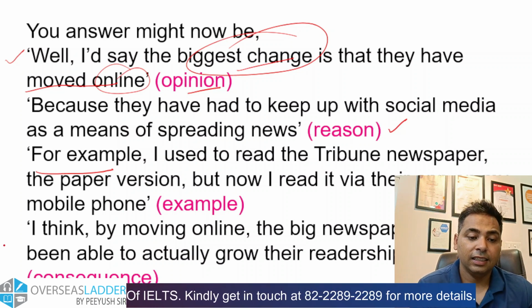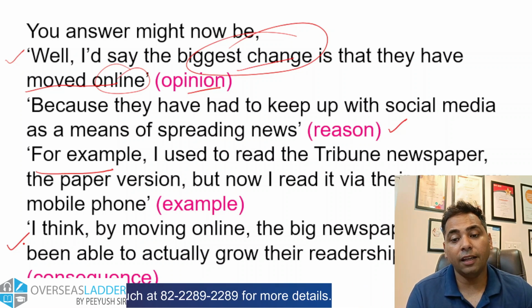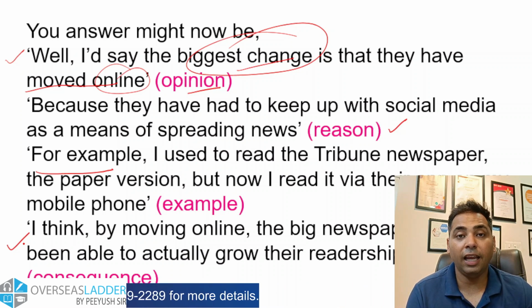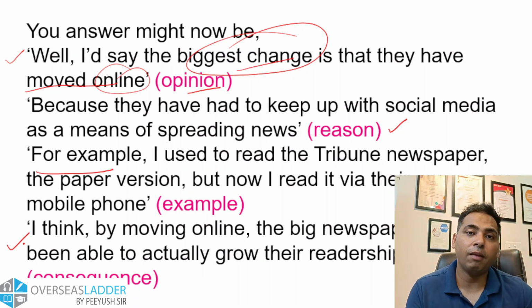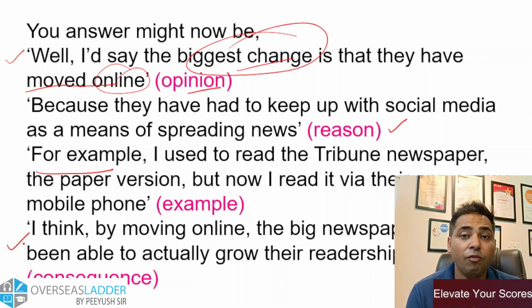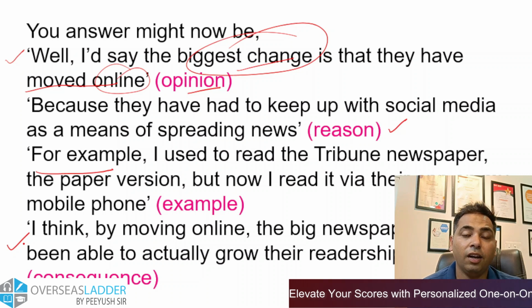And now just ending the answer. So I think by moving online, the big newspapers have been able to actually grow their readership. So this is the fourth part of your answer. We were saying towards the end that yes, there is a big change and they moved online, and this is because they have to grow their readership.